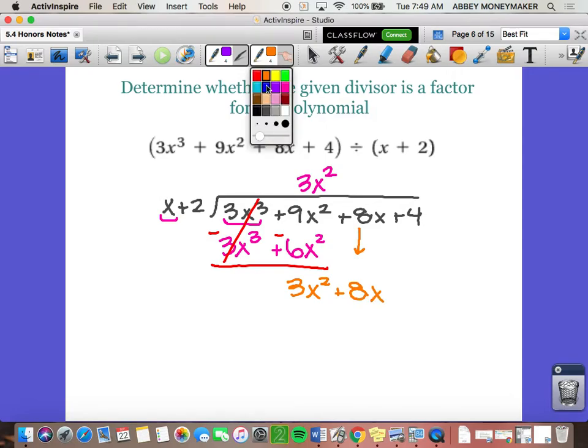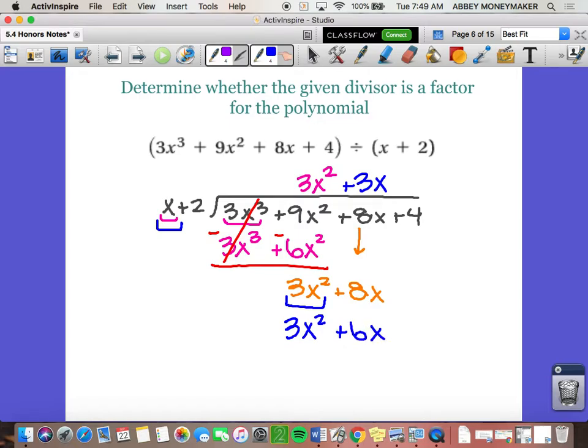And I repeat the process. What do I need to do to x for it to become 3x squared? I multiply that by a positive 3x. So I'm going to distribute that to get 3x squared plus 6x. We draw the line and change the signs. That leaves me with 2x, and I'm going to bring down the plus 4.